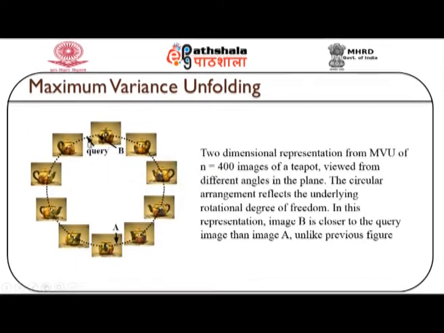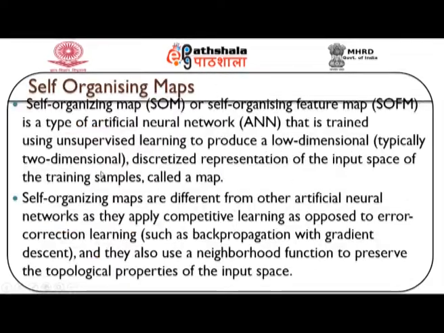of rotation. So, this is a maximum variance unfolding technique, two-dimensional representation of n equals 400 images of a teapot viewed from different angles in the plane. Circular arrangement reflects the underlying rotational degree of freedom, and in this representation, image B is closer to the query image than image A, unlike the previous figure as such.